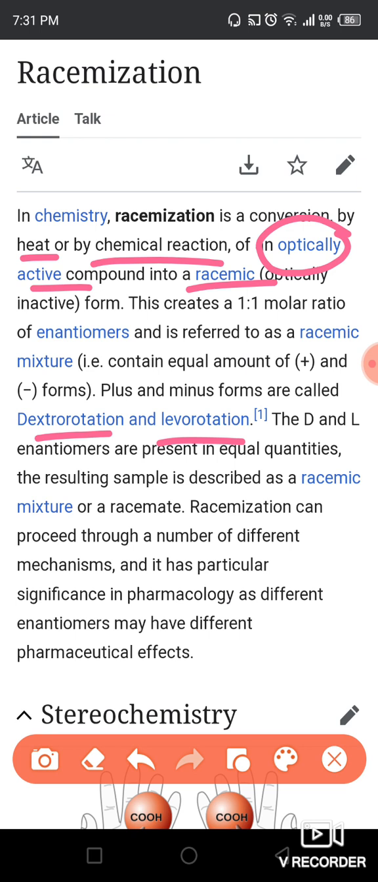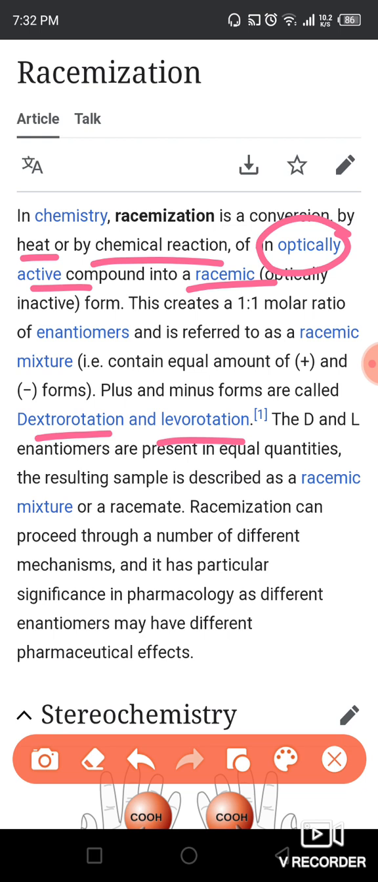So what is racemization? It is a process of conversion of an optically active compound into a racemic mixture. Now what is a racemic mixture? A racemic mixture is a mixture which contains equal amounts, meaning 50-50 amounts, of dextrorotatory and levorotatory isomers. So a racemic mixture is also an optically inactive compound. The resulting product which is produced is called a racemate. Means your racemic mixture can also be called a racemate.